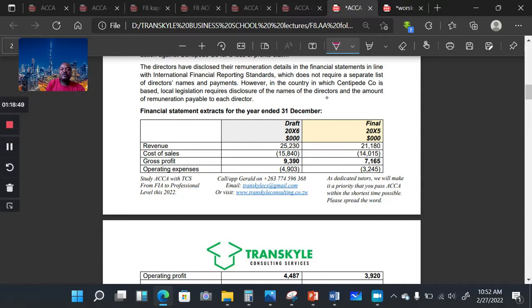Let's start with the GP margin, for 20x6 and 20x5. For the 2 years, the GP margin is just gross profit divided by revenue. For year 26, we can use our calculators.